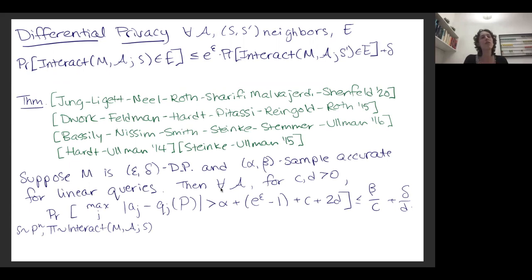And so the flavor of the theorem that we're gonna be able to show here is one that says that if you can guarantee that your mechanism is both differentially private and sample accurate for linear queries, then you're going to be able to together get a distribution accuracy guarantee. So you're going to be able to guarantee that for the queries that actually get asked, the answers that your mechanism is going to give are going to be close to the true answers on the underlying distribution.